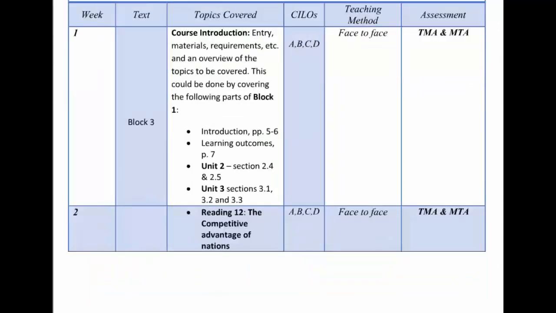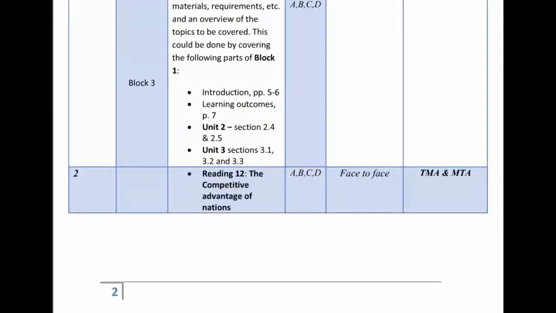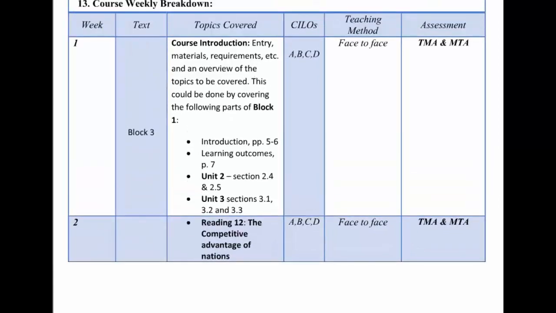After that, we will start block 3 by discussing the introduction, which is on pages 5 and 6, and then we will see the learning outcomes on page 7, and directly move to unit 2. That means unit 1 is not included in the course calendar because, as you know, if you read unit 1, you will find that it is all about what you already discussed in part A of the course.